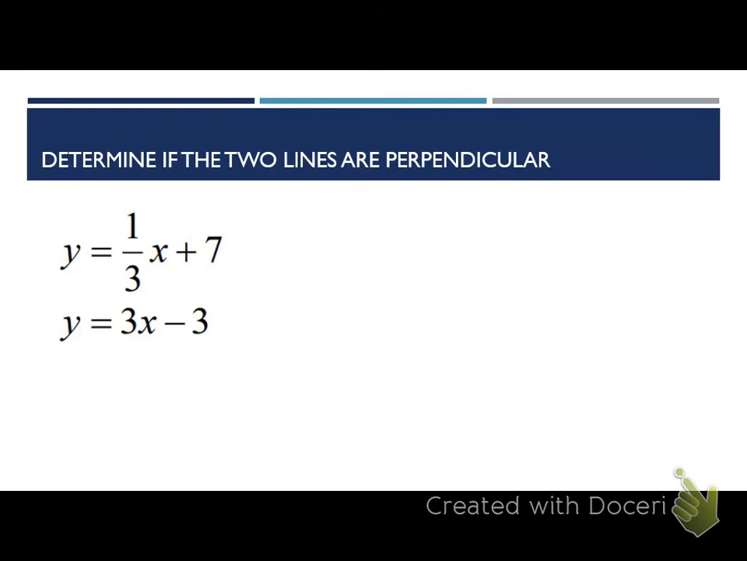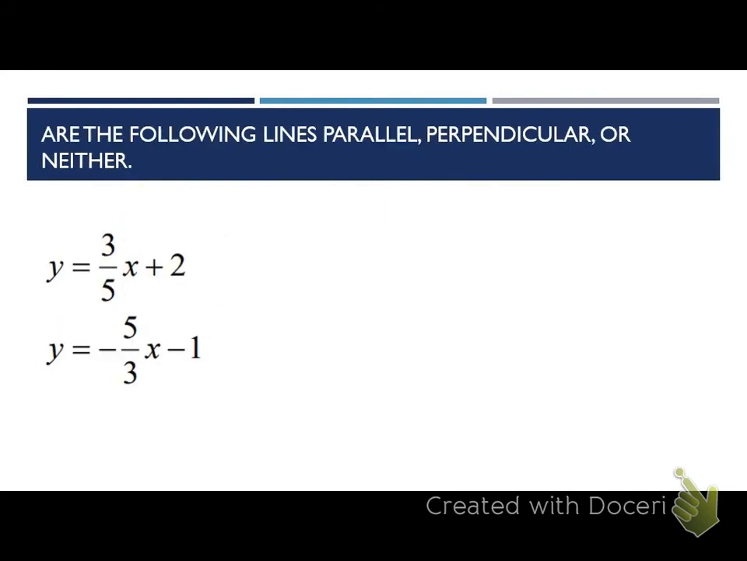Yes, it is a no. So we have 1/3 and 3, so they are reciprocals, but are they the opposite sign? So they would not make 90 degrees. Determine if they are parallel, perpendicular, or neither.